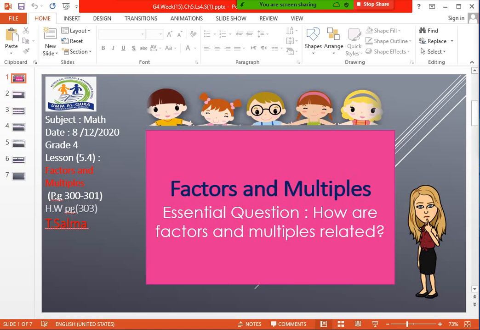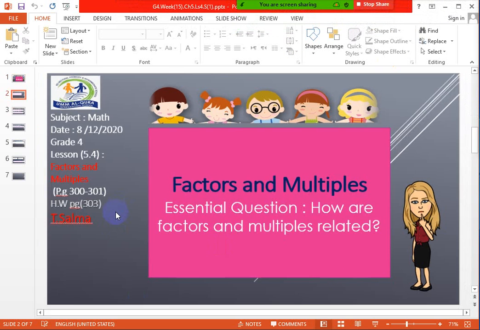How are factors and multiples related? Okay, so there is a relationship between the factors and the multiples for a number. Let's see.